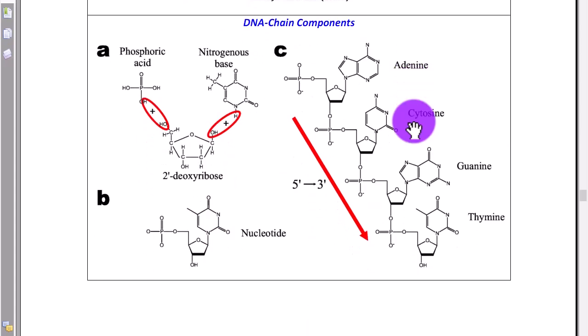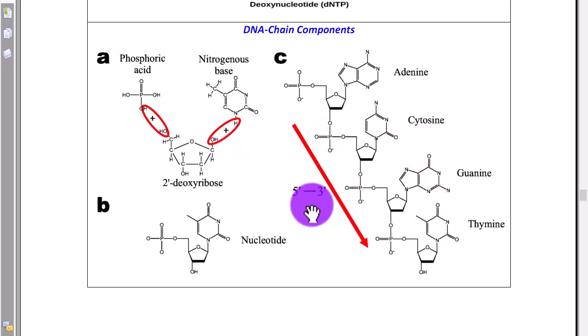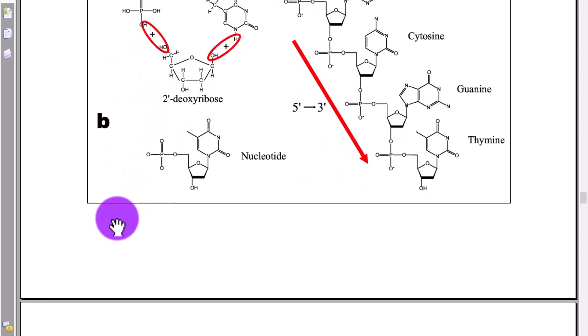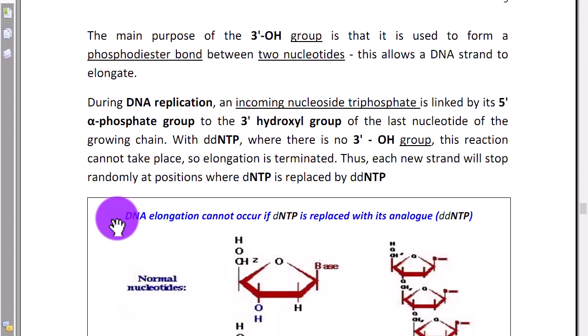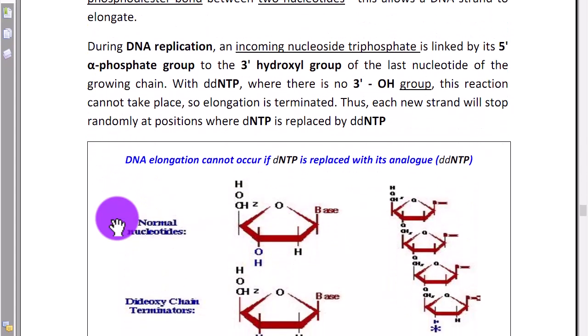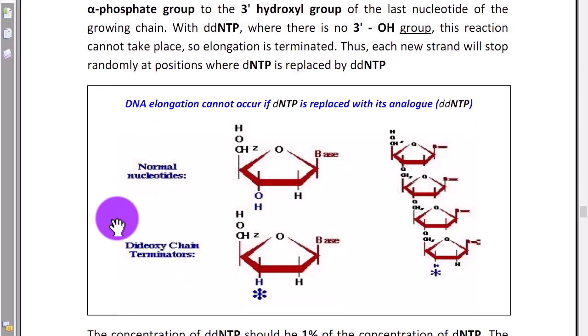DNA chain components: the bases adenine, cytosine, guanine, thymine, linked here with 5' phosphoric acid and the nucleotide sugar. The main purpose of the 3'-OH group is that it is used to form a phosphodiester bond between two nucleotides. This allows a DNA strand to elongate. During DNA replication, an incoming nucleotide triphosphate is linked by its 5' alpha phosphate group to the 3'-hydroxyl group of the last nucleotide of the strand.